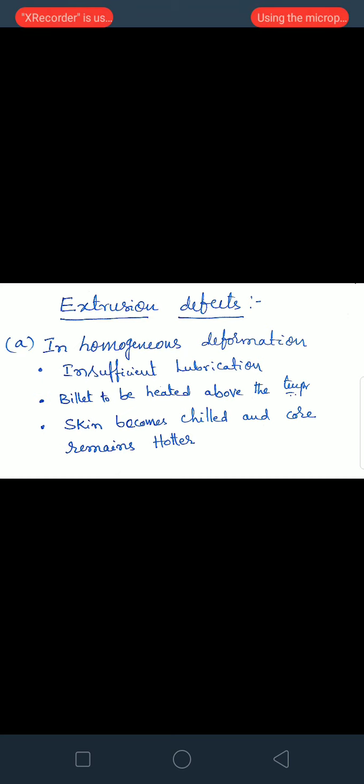Along with that, in this class, we'll discuss the extrusion defects and the force required for extrusion, the derivation of extrusion forces, and we will solve some numerical problems in this class. However, before that, we'll review the previous class.